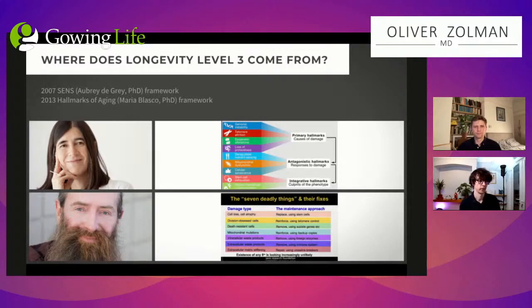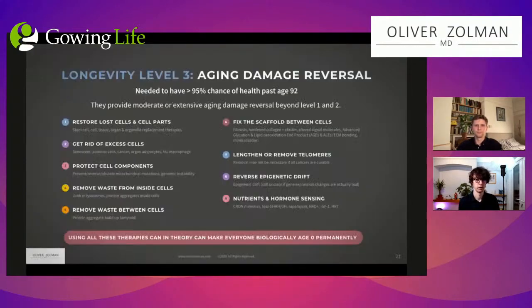There are 9 things in there, but there's some redundancy between them, and some of them basically combine. You also add in stuff that the Hallmarks of Aging missed out, which is useful to include, like extracellular matrix stiffening, the scaffold between cells, damage in that area. You get these 9 things with lots of nice little subcategories that you can focus on in my level 3. So yeah, that covers all the levels.